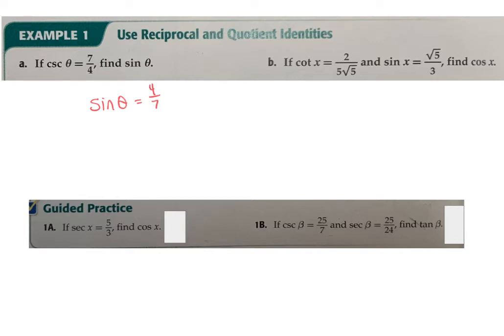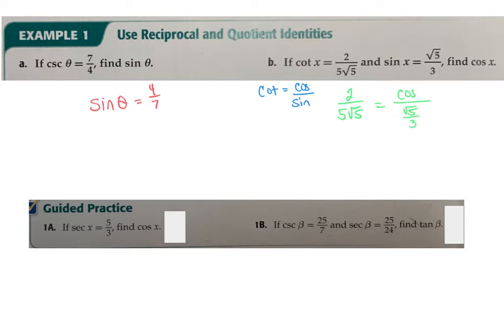Quotient identity. B, if the cotangent is 2/5 square root of 5 and the sine is square root of 5/3, find the cosine. Well, we know that the cotangent is the cosine over the sine. So we can literally fill in what we know. Cotangent is 2/5 square root of 5. Cosine, we don't know. We're solving for that. Sine is square root of 5/3.